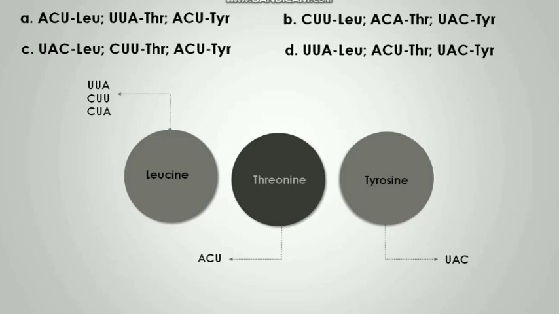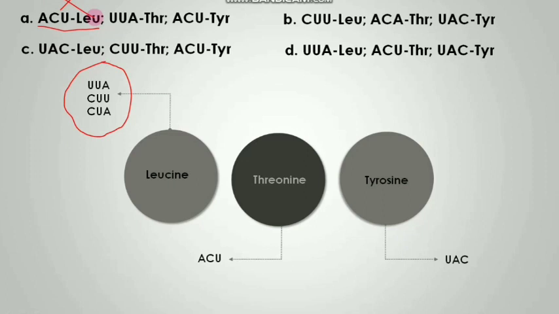Now, let us match these codons with the codons given in the options. So, in the first option, we can see here ACU is standing for leucine, and there is no ACU in the codons that we found. So definitely option A will be wrong.